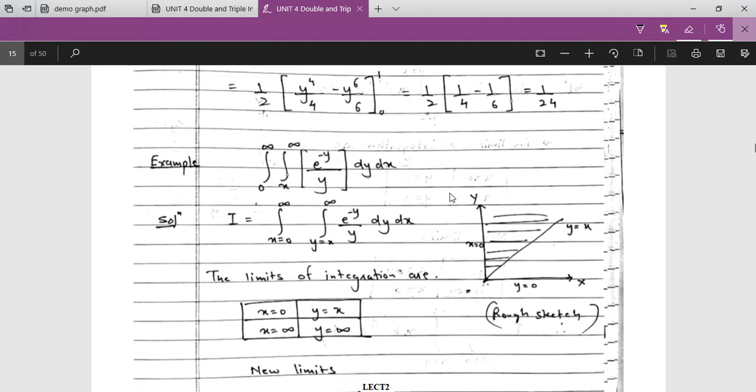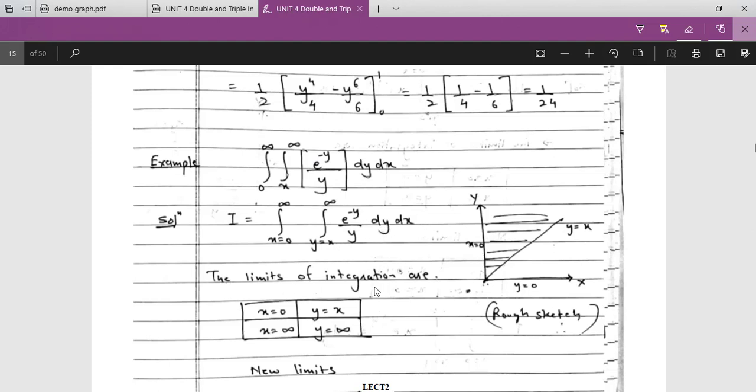So this time the given function is e raised to minus y divided by y, dy dx, and the limits over the given region of integration are x to infinity and 0 to infinity. Solution: I is equal to, write the given thing, the double integral of e raised to minus y by y, that is your function, dy dx.